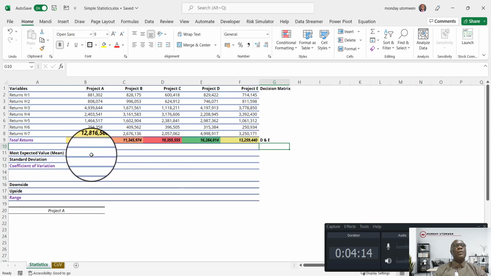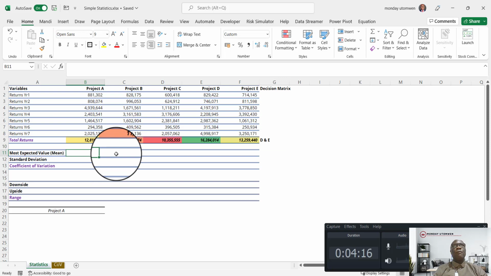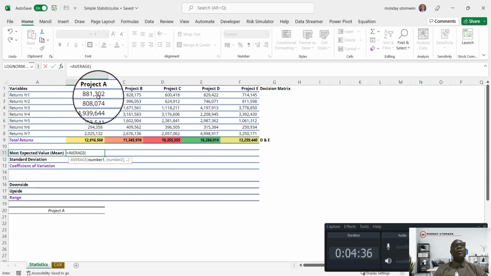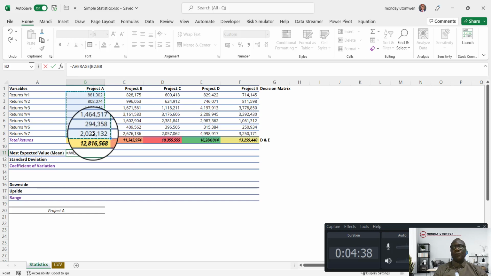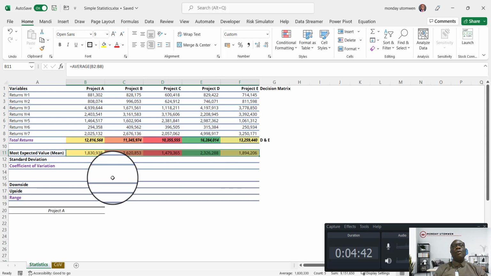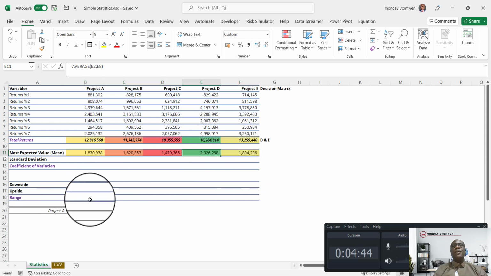Let's start with a simple measure of central tendency, which is the average. The average, or the mean, is the most expected value. So, given the 7 years, what is the most expected value? Which is the mean. So you do the average, you can just pick up these values, the average for the 7 years for each project.